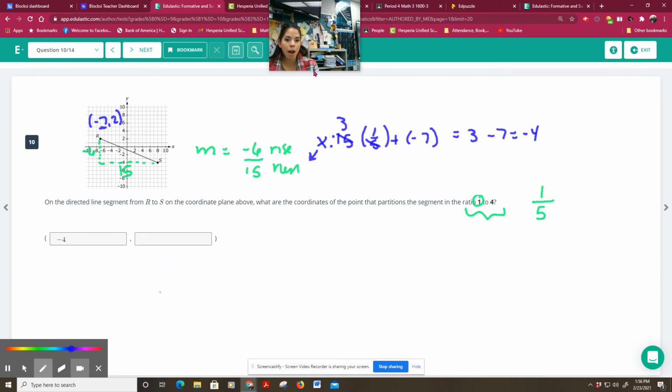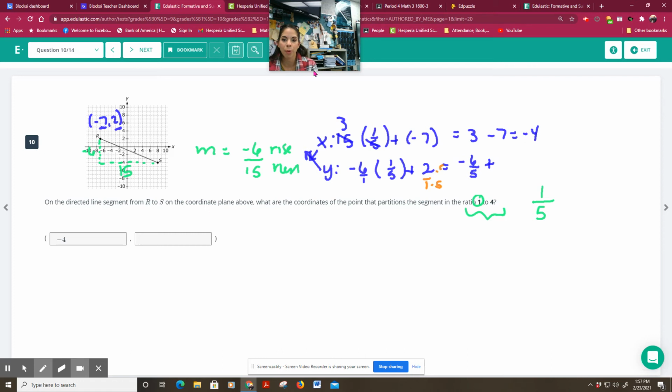All right, the y comes from the rise. That's our vertical move. I have to take 1/5 of that and then add that to the y value of the starting point, which was a 2. Let's see. I don't have anything I could cancel out, so this just becomes negative 6 over 5 plus, now I'm going to get a common denominator with that 2. I need it to be a 5, so I have to multiply top and bottom by 5, so that's 10/5. Negative 6 over 5 plus 10 over 5 is 4 over 5.